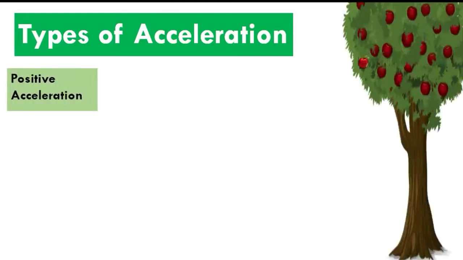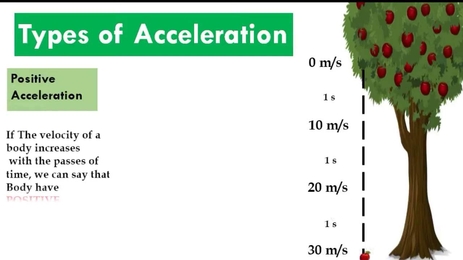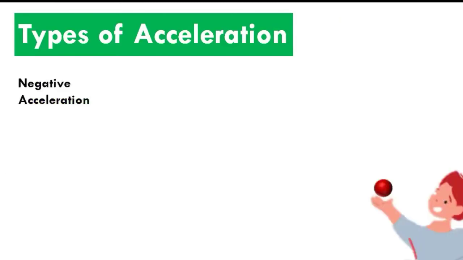So firstly, positive acceleration. In positive acceleration, an apple is thrown downside and it is falling downside with the same speed. After 1 second, it comes down with the increase of velocity, 0 to 10, 10 to 20, 20 to 30. So you can see here that every second the velocity of the object is changing. So you can say here is acceleration, but it increases with the passage of time. So you can say it is a positive acceleration. Okay, so the positive acceleration also has the same unit as normal acceleration, that is meter per second square.